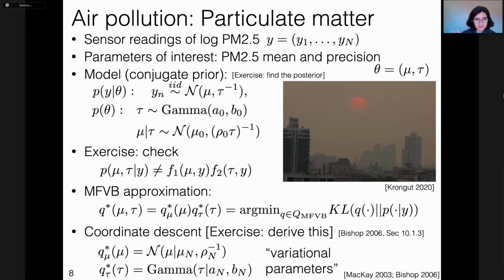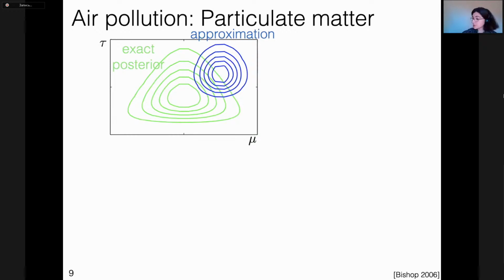Okay, so let's see this in practice, because I think this will help a lot in illustrating what's going on. Okay, so we have 2 dimensions because we have 2 parameters. So our exact posterior is a distribution over mu, the actual log particulate matter concentration, and tau, the precision of our sensors. And here, because this is a case where we actually have the ability to find the exact posterior, we could show the exact posterior. You won't have that in general, but here we can do that.